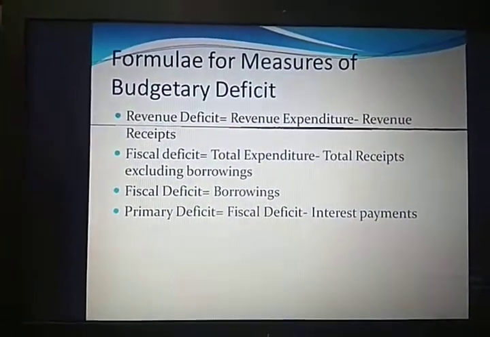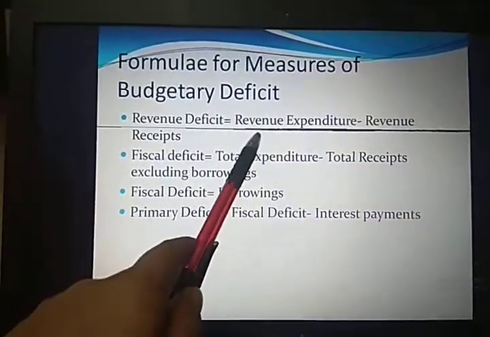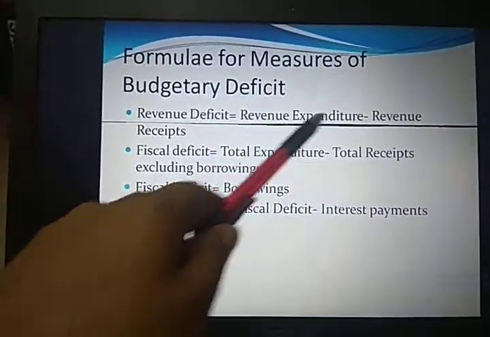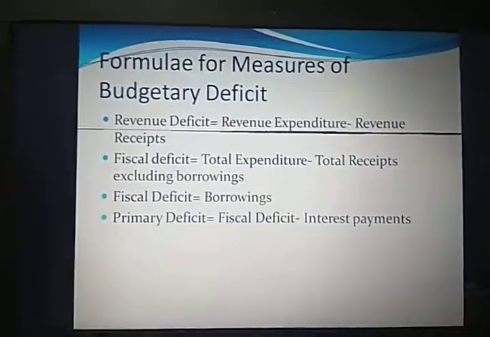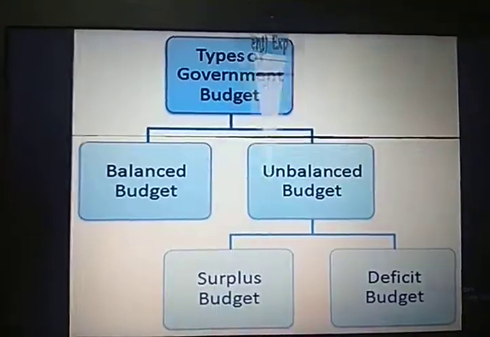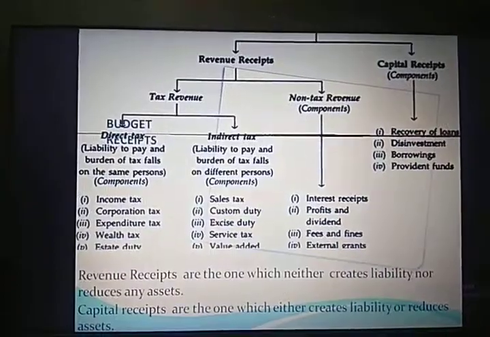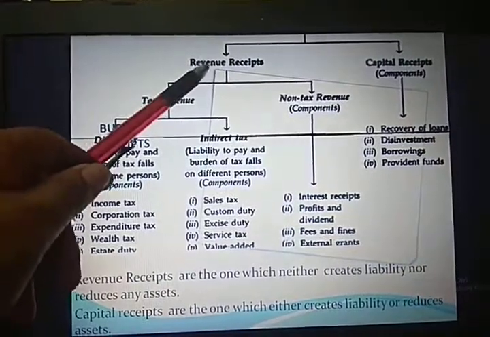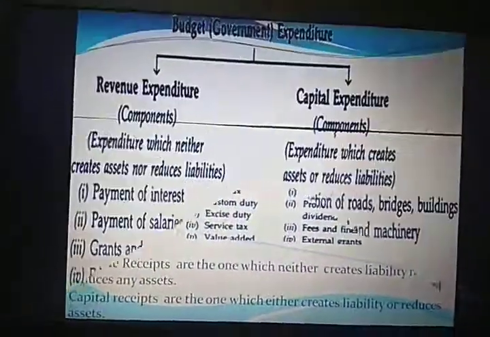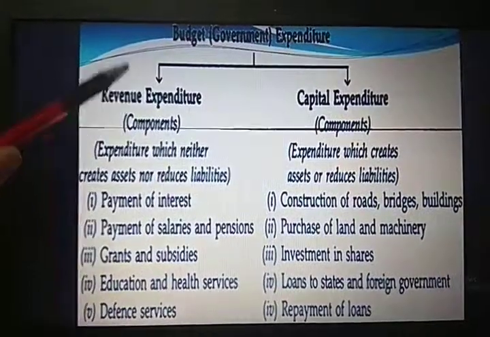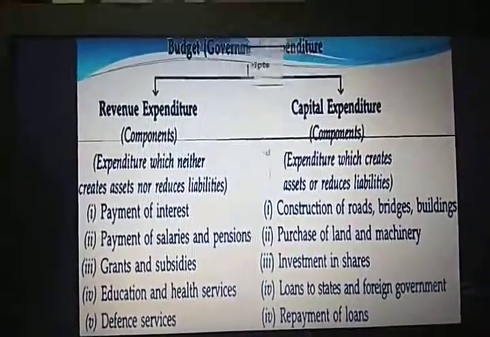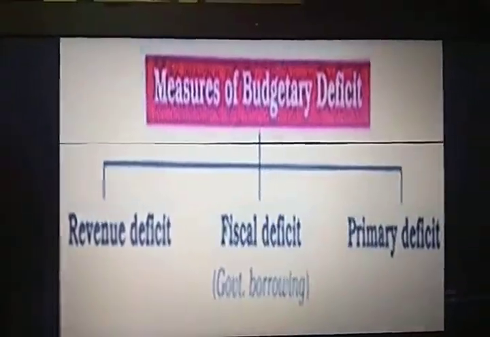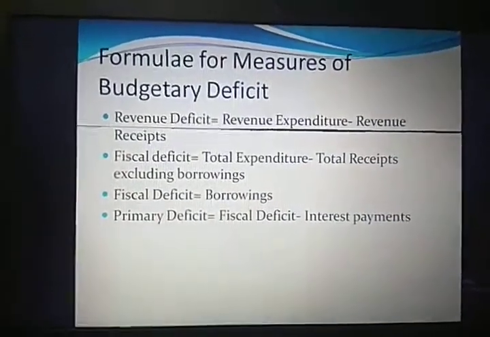The first one, revenue deficit. The formula for the same is revenue expenditure minus revenue receipt. That means when revenue expenditure of the government exceeds the revenue receipt, it is known as revenue deficit. For the same, students, I would like to bring your focus on these terms. As you can see the term here, revenue receipt, you have already studied this. And in the next slide, you can see a term, revenue expenditure. So when this revenue expenditure exceeds this revenue receipt, this situation is known as revenue deficit.